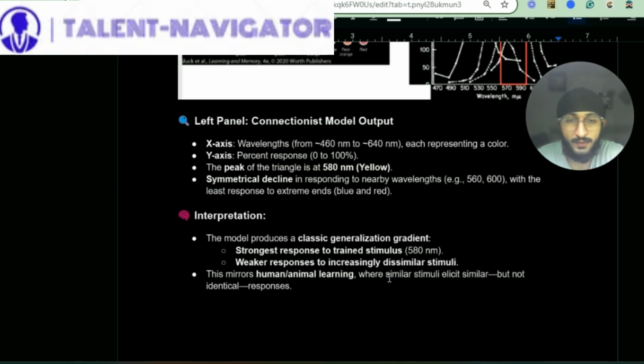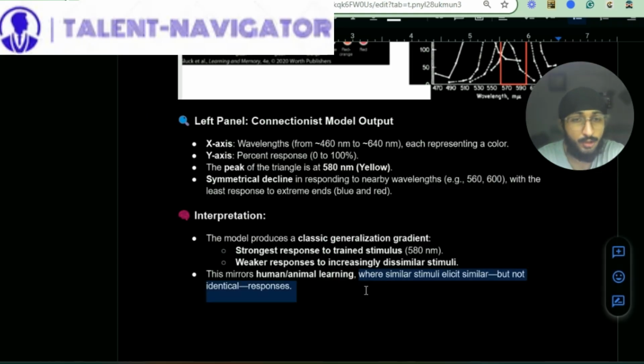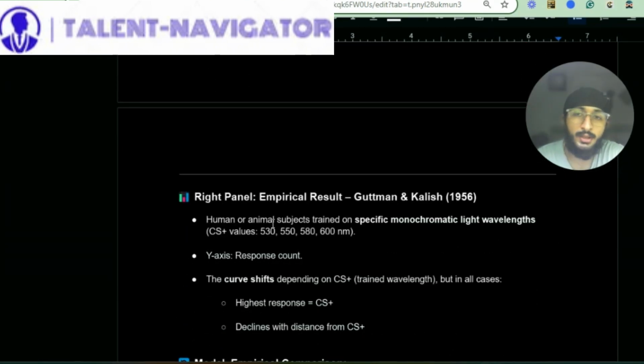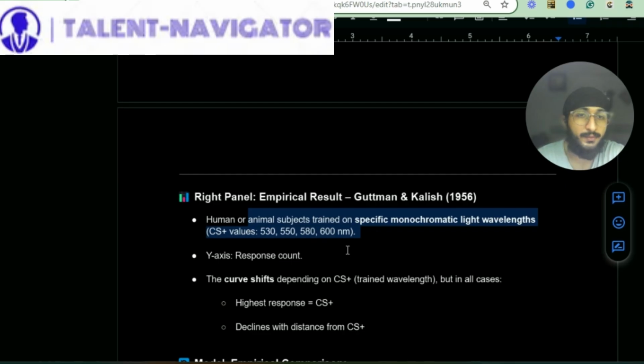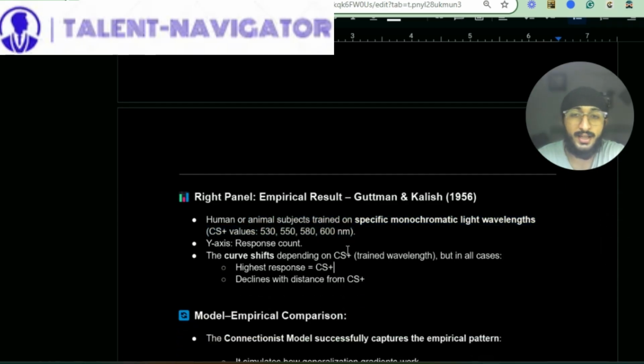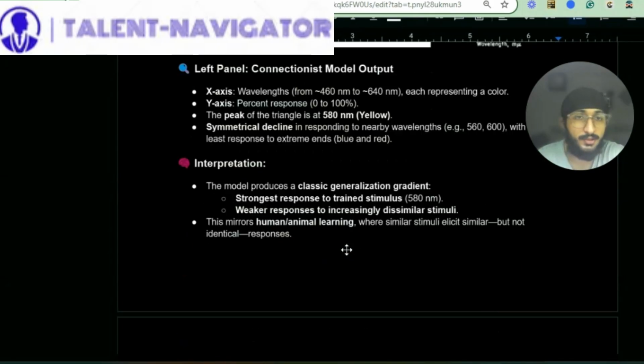This mirrors human and animal learning, where stimuli which are similar elicit similar but not identical responses. And on the right panel, you can see the graph which is the empirical result, Guttman and Kalish. Human or animal subjects were trained on specific monochromatic wavelengths. Y-axis is the response count. So the curve shifts depending on the CS plus, which is the trained wavelength, but in all cases, the highest response is to CS plus, and it declines with distance from CS plus.